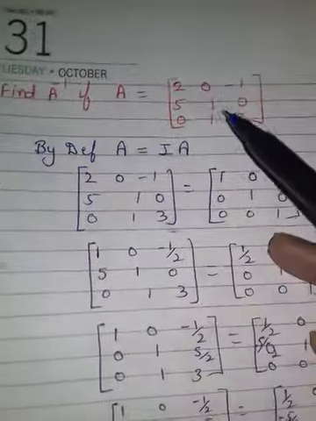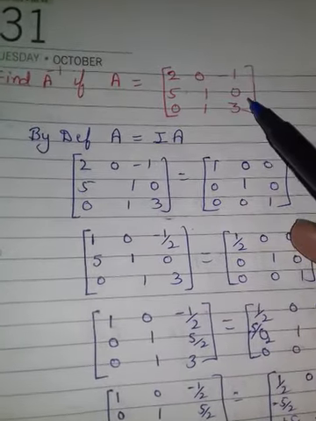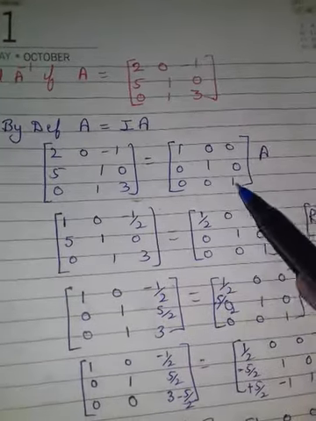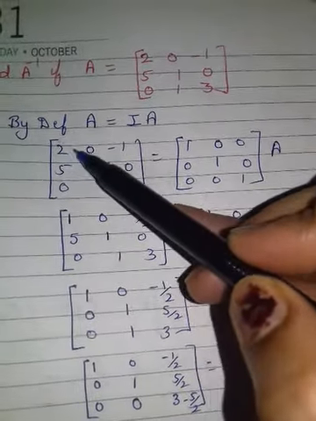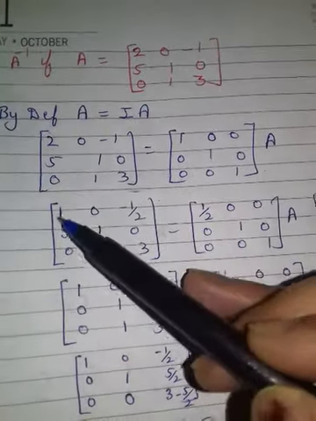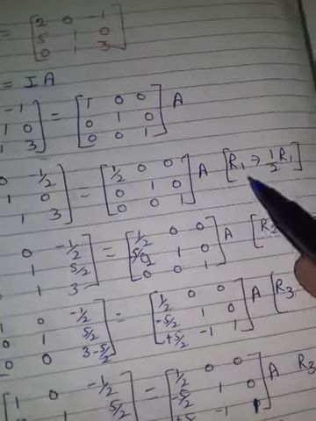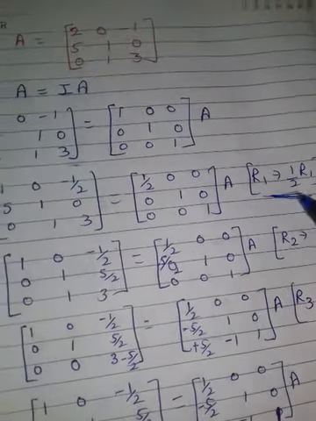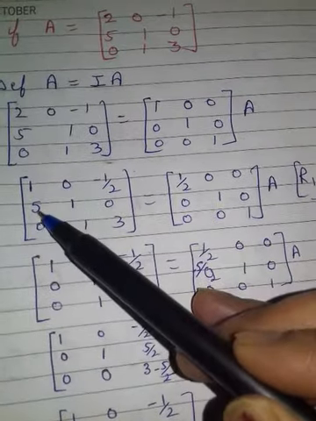Find A inverse if A is given. Now again by definition, see this is of order 3. Firstly we kept it the same. Now you know what is here. 2 is here. You have to make it firstly 1. So I divide it by 2 only. Same here. So I operated. Clear? Now you will see you have to make it 0, but 5 is here.